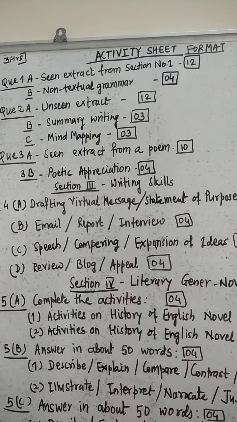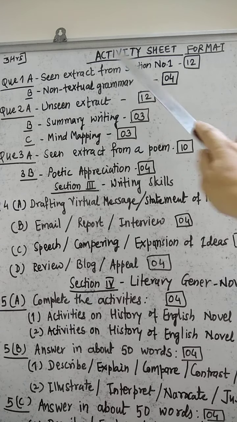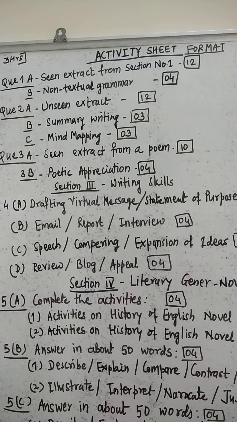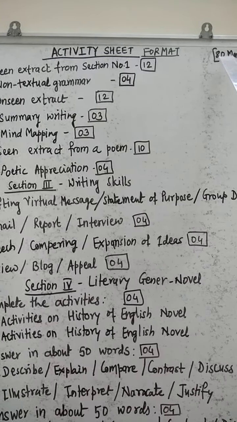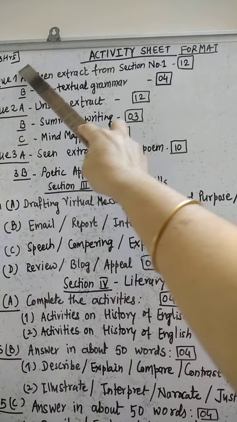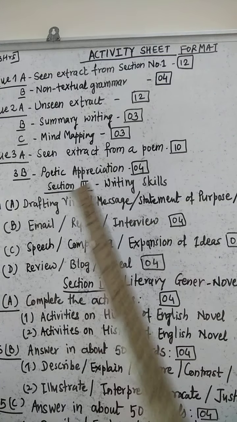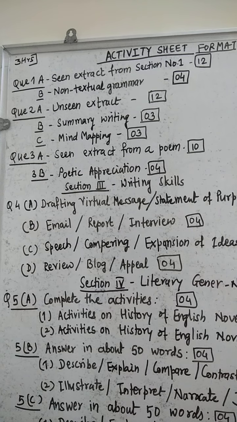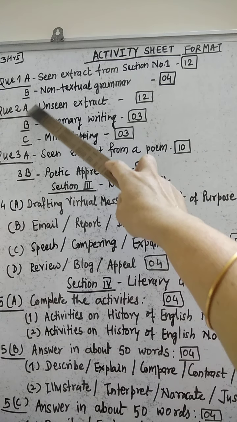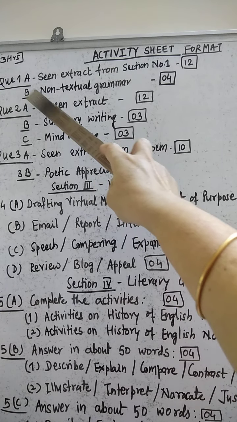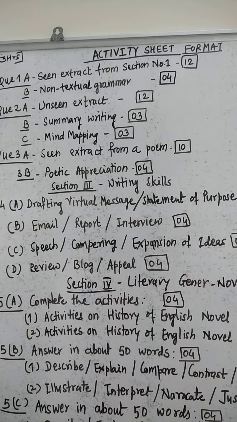So let us try to understand the format in which we will be attempting the activity sheet. The activity sheet carries 80 marks and the time for us to attempt it is 3 hours. The first question that appears in the activity sheet is based on section 1, that is the prose section of our textbook.